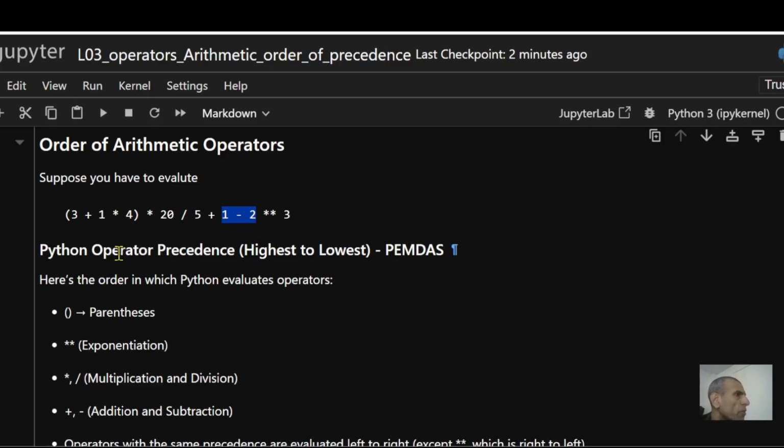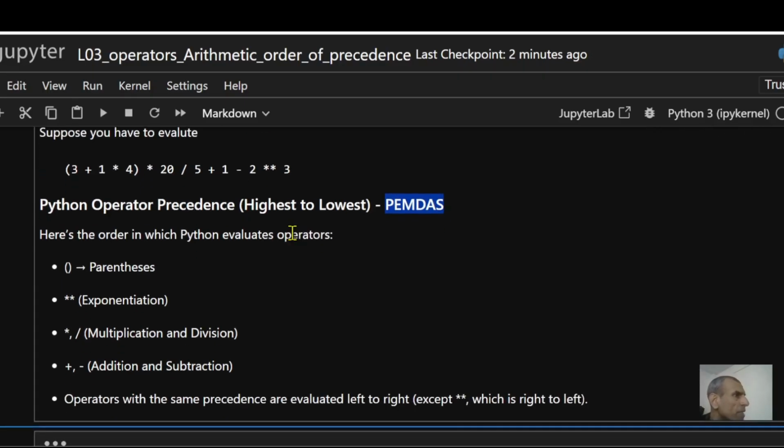So Python follows this rule, the operator precedence rule. This rule is similar to the PEMDAS rule that we studied in school, which if you remember, the acronym that was used was please excuse my dear Aunt Sally. In some other countries, you might have seen it called the BODMAS rule. So basically the rule says that when you have an expression like this, this is the order you have to follow to evaluate these expressions.